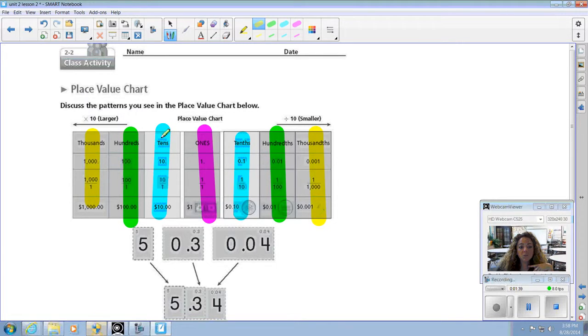You can move between place values by multiples of 10, right? We go from a 1 to a 10 by multiplying by 10. We go from a 10 to 100 by multiplying by a 10. We go from 100 to 1,000 by multiplying by a 10. We go the other direction. We go from a 1 to a tenth by dividing by 10. A tenth to a hundredth by dividing by a 10. And a hundredth to a thousandth by dividing by 10.